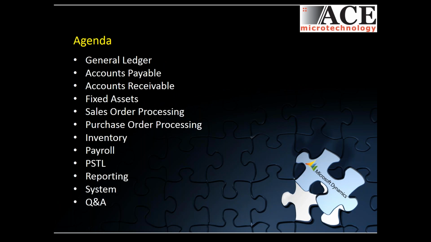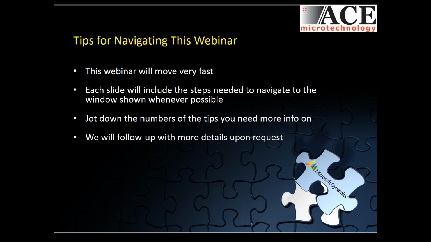So we're going to be covering topics: general ledger, accounts payable, accounts receivable, fixed assets, sales order processing, purchase order processing, inventory, payroll, the PSTL, otherwise known as Professional Services Tools Library, reporting system, and then we'll have some time for Q&A. There's a lot to cover. Each area has upwards of 3 to 7 slides or topics each that we're going to be covering. So hopefully you'll get a lot out of this today.